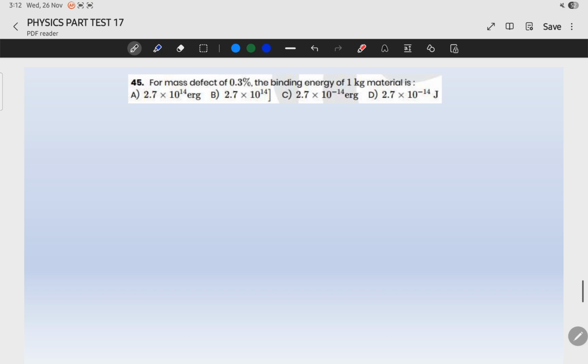Next question. For mass defect of 0.3%, the binding energy of 1 kg material is? So mass defect is related to binding energy by this relation. So mass defect is 0.3%, so 0.3% of 1 kg into c square, which is 9 into 10 to the power 16. When we solve it, you will get 2.7 into 10 to the power 14 joule.